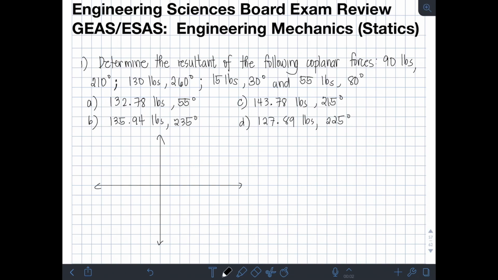So, kapag nagpa-plot tayo ng force sa rectangular coordinate system, meron tayong conventions. Yung angle natin, laging nagsa-start sa positive x-axis. And then, yung rotation natin kapag counterclockwise, positive angle, which is yun yung usually ginagawa natin. So, kung i-consider natin itong 90 pounds to 110 degree, magsa-start tayo sa initial side na positive x-axis, then magro-rotate tayo counterclockwise to 110 degree.